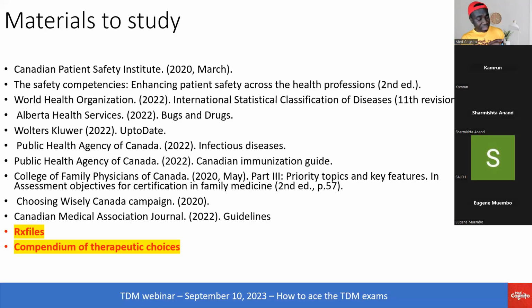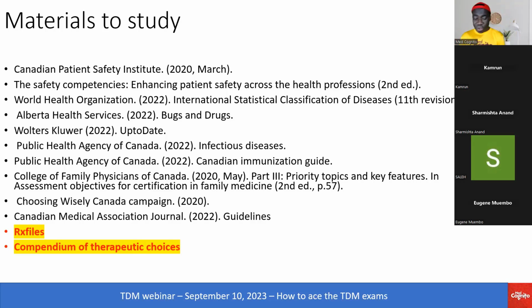This is how it will appear. I already have it on my phone, so I'm just enabling it so that you can see it. Yeah, this is how Bugs and Drugs appears on your phone. Okay, can you see it? This is how it will appear. So please download it right now.